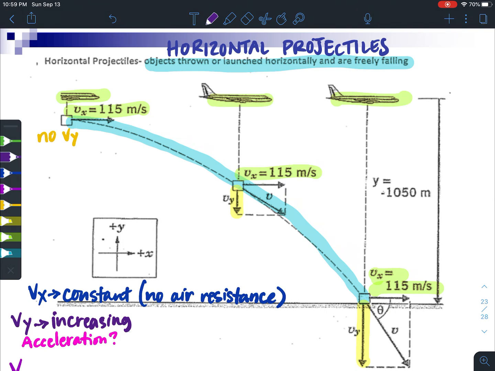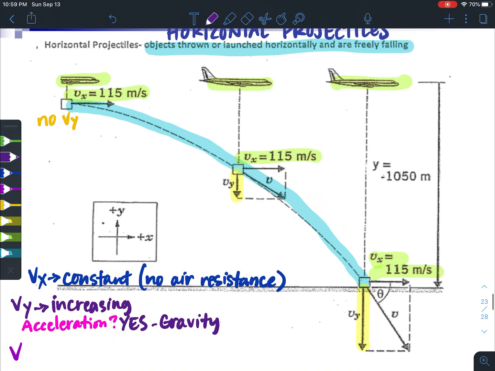So then the question, is the object accelerating? Definitely, right? And it's accelerating because of the force of gravity. That force of gravity is causing that package to speed up but at a rate of negative 9.8 meters per second every second.